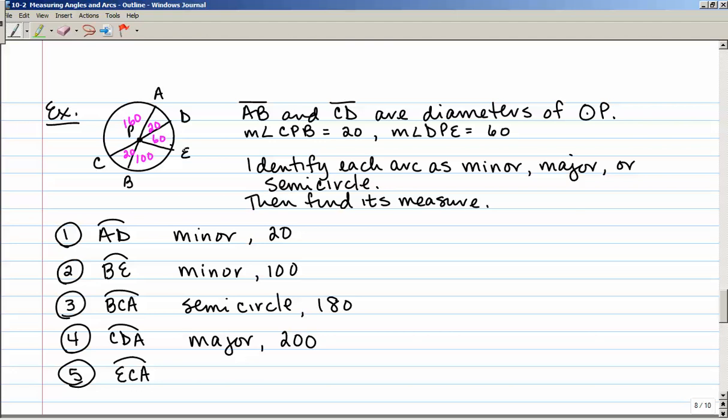And arc ECA, that's also going to be a major arc, and its measure from E through C to A is going to add up to 280 degrees.